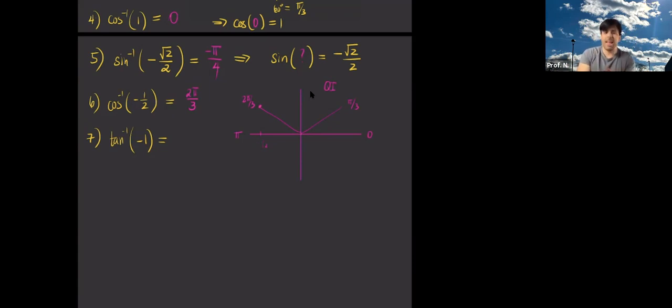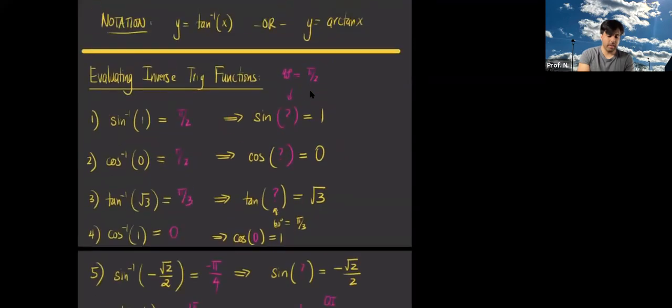Now let's look at the next one, tan inverse of -1. So first of all, what is tan inverse of 1? Tan of what gives me 1? Pi over 4. That's right. So tan inverse of 1 is pi over 4. Everything's positive, guys. But I don't care about positive. I care about -1.